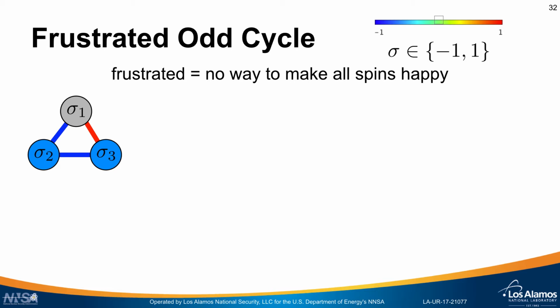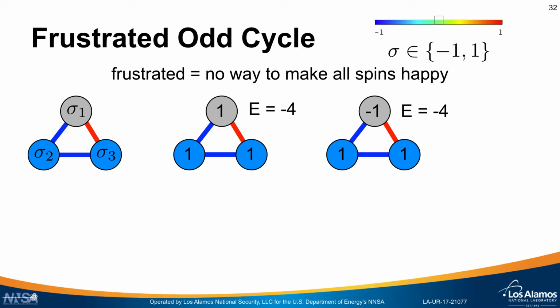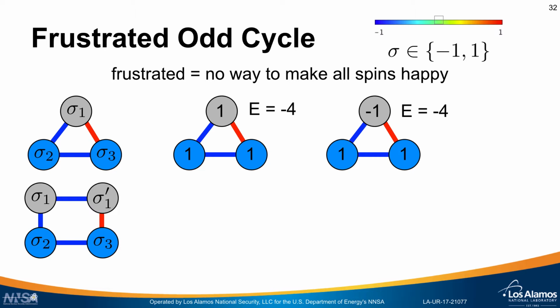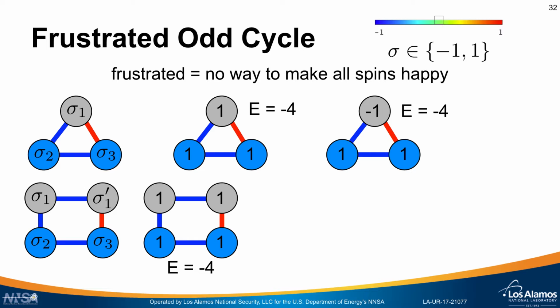In this particular problem, there are 2 minimum energy solutions. The first one is this, where all of the spins take the value of 1, and the second one is this, where the 2 blue ones take the value 1, and the gray one takes the value -1. So let's look at how we would implement this particular problem on the D-Wave hardware. We would introduce a new spin, sigma 1 prime, and link it together with the strong negative coupling. Now, this has a low energy solution here.